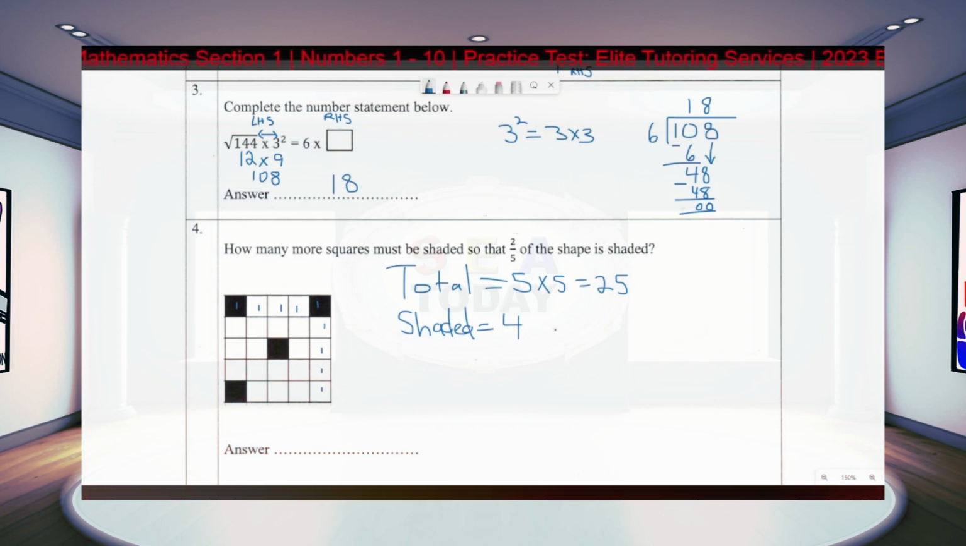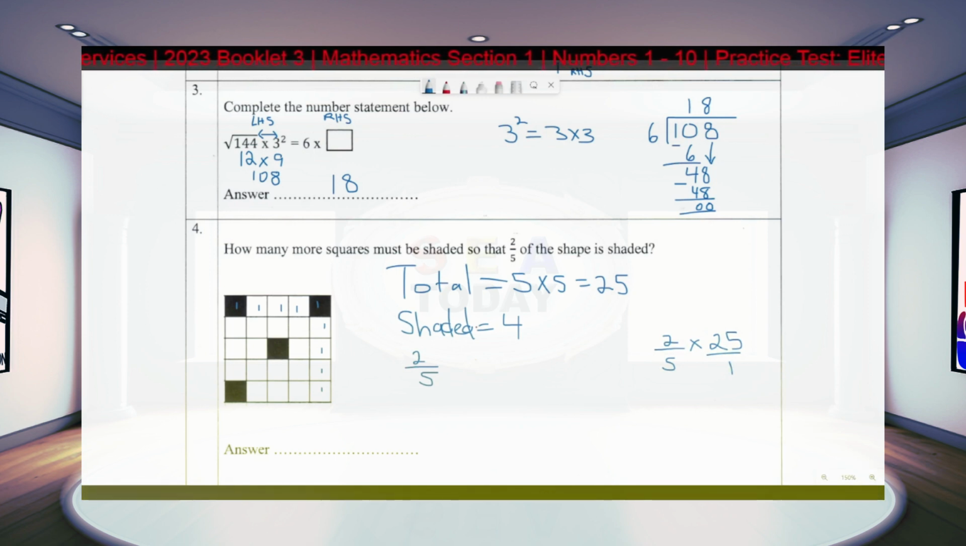But they want 2/5 of the entire shape to be shaded. So for us to calculate how much is 2/5, the fraction must be multiplied by the total amount of squares. We want to know how many squares 2/5 represents. So we're going to multiply 2/5 by 25 over 1.